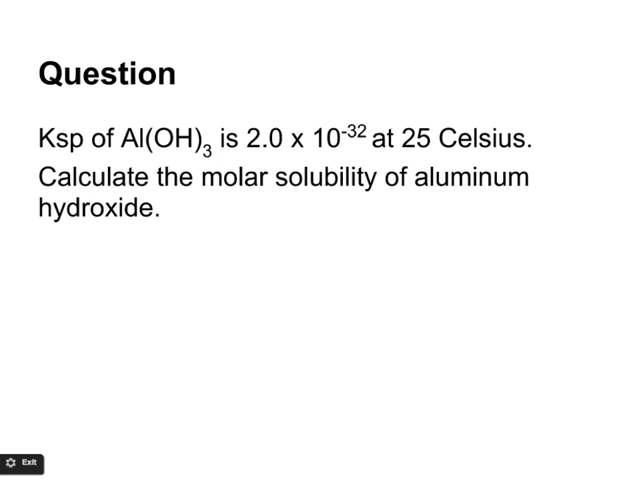Your question for this section: KSP of aluminum hydroxide is 2.0 times 10 to the negative 32nd at 25 degrees Celsius. Calculate the molar solubility of aluminum hydroxide.